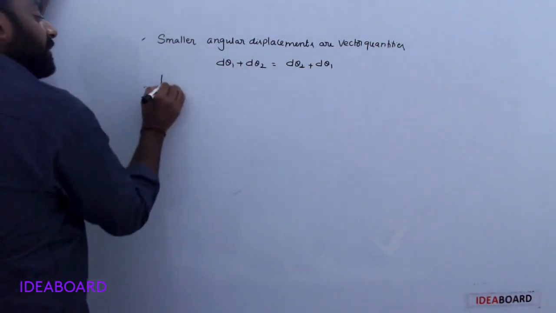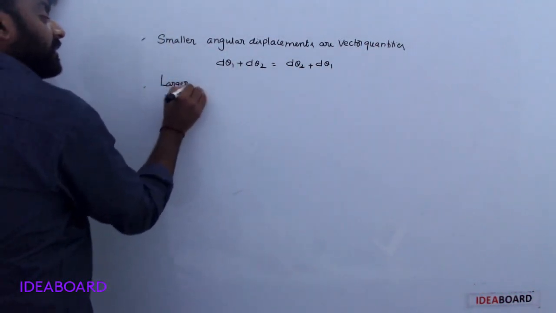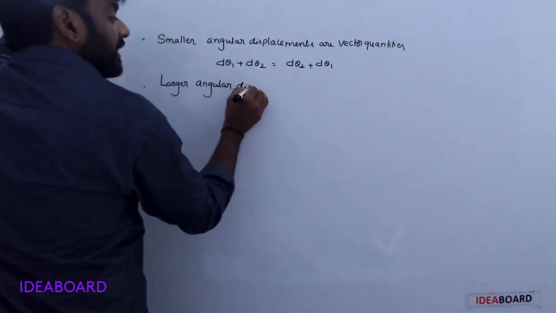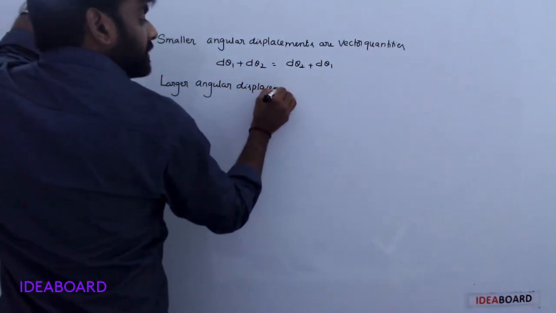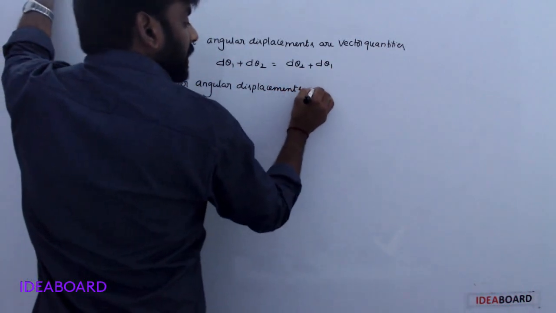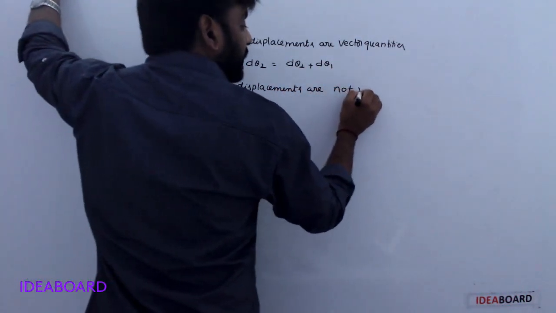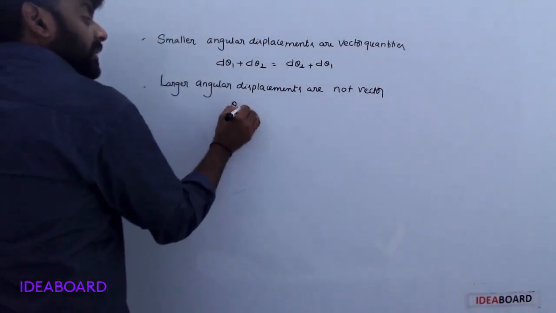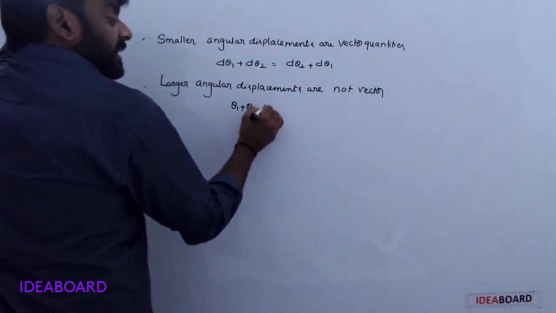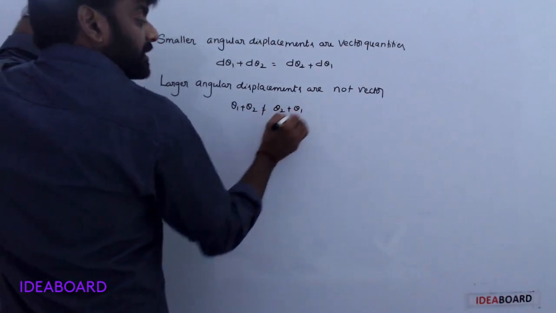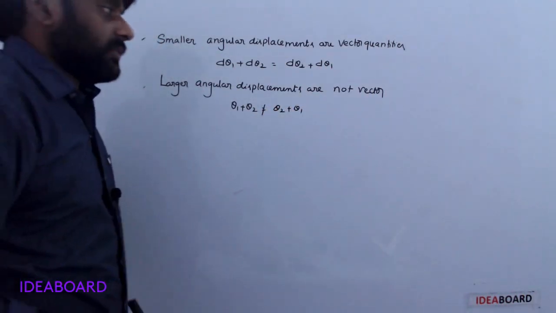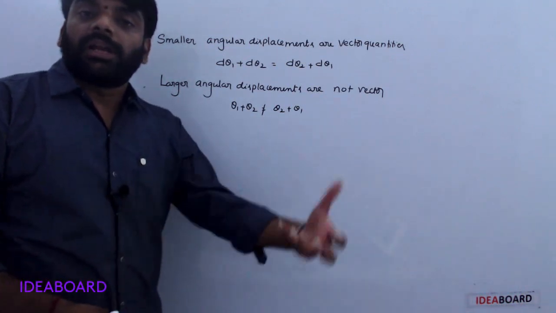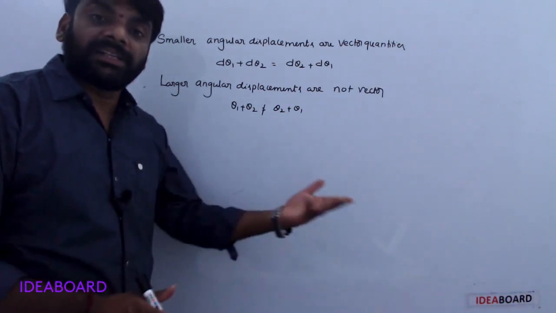Larger angular displacements are not vectors, because they do not obey the addition of vectors. Here, angular displacement is analogous to linear displacement in translatory motion.